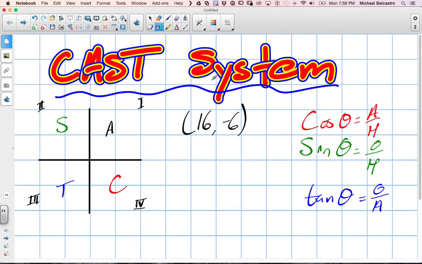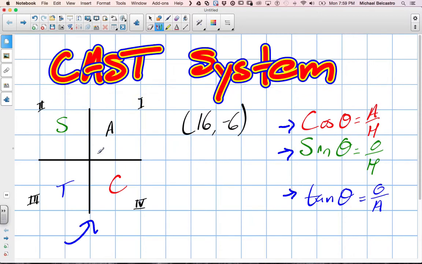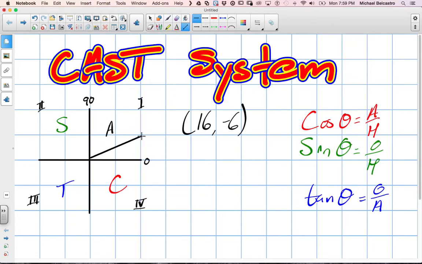CAST system here. The CAST system gives us a lot of information about cosine, sine, and tangent. It tells us when an angle is in a certain quadrant, when it's positive. So the idea is this would create a zero angle, and we start with an arm. Think of it like we have a rotating arm around a coordinate.